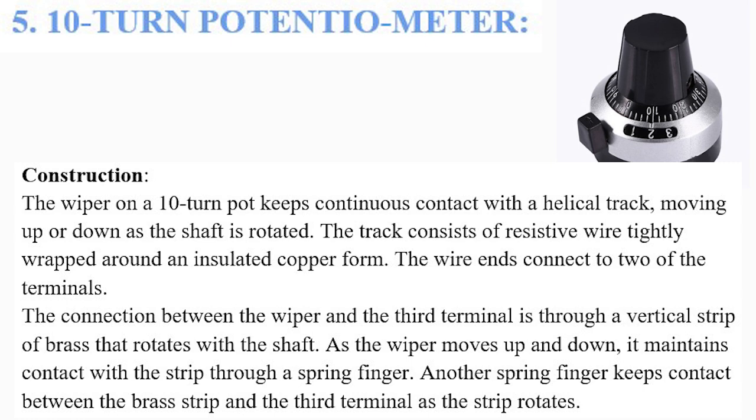The connection between the wiper and the third terminal is through a vertical strip of brass that rotates with the shaft. As the wiper moves up and down, it maintains contact with the strip through a spring finger. Another spring finger keeps contact between the brass strip and the third terminal as the strip rotates.